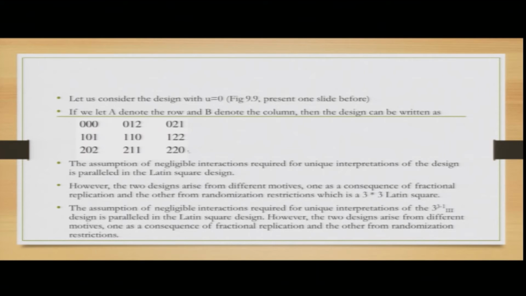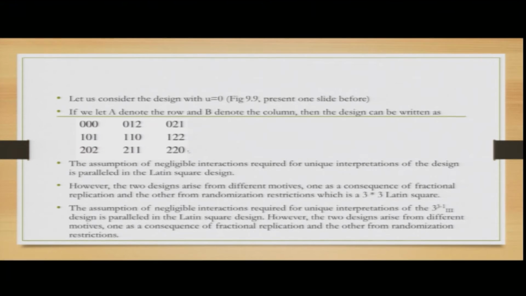The assumptions of negligible interactions required for unique interpretation of the design is parallel in the Latin square design structure which we have done. However, the two designs arise from two different motives. One is a consequence of the factorial replication and the other from the randomization restriction with a 3 by 3 Latin structure. The assumption of a negligible interaction is required for a unique interpretation of 3 to the power 3 minus 1 of the third design concept, which is parallel to the Latin square.